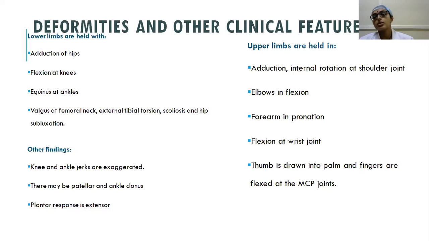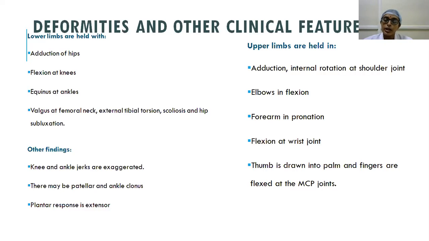And there will be external tibial torsion, that is, the tibia will be rotated outside. And scoliosis, as I told earlier in the polio, because of excess pull of one muscle and paralysis of the other side of the paraspinal muscles, there will be scoliosis, and hip subluxation will also be there because of improper muscle pull. So these are the different deformities we come across in lower limb.